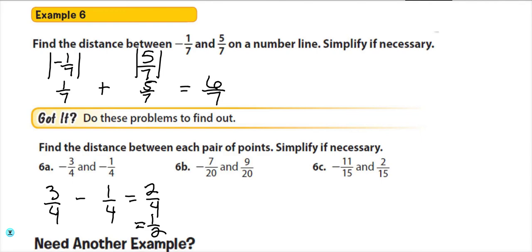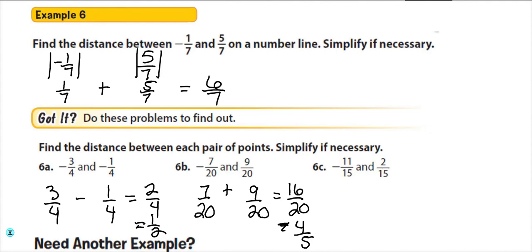All right, next we have negative 7/20, so that's 7/20. 9/20, so 9/20. We're on different sides, so we're actually going to add these together. So that's going to be 16/20. And then that will reduce by 4. So that gives me 4/5. Sorry, the pen likes to drag on me.